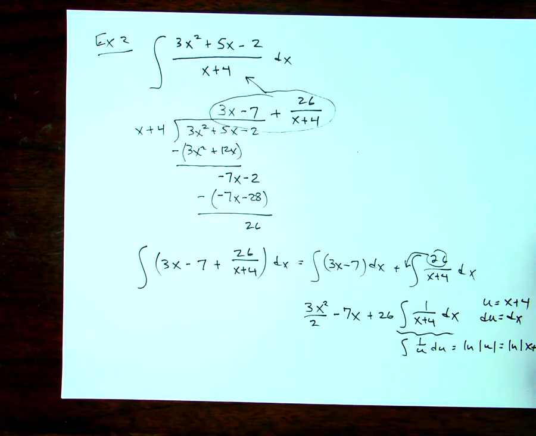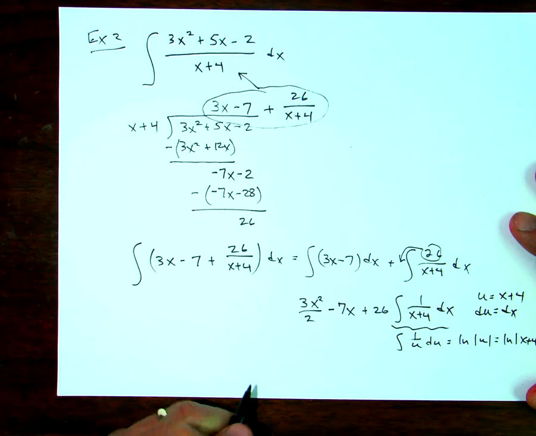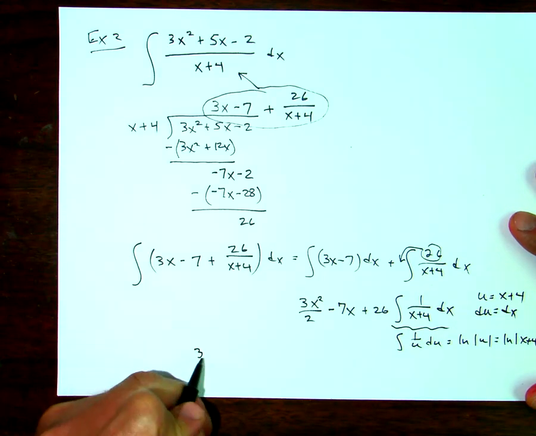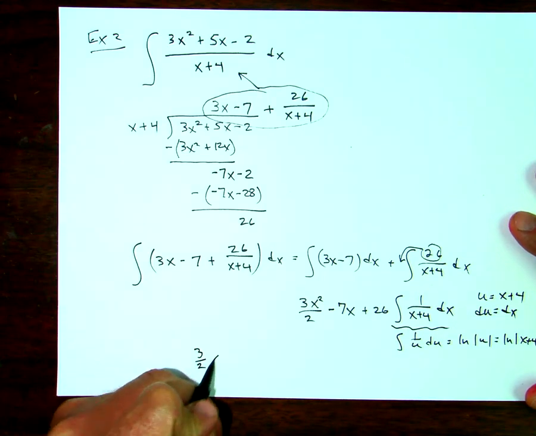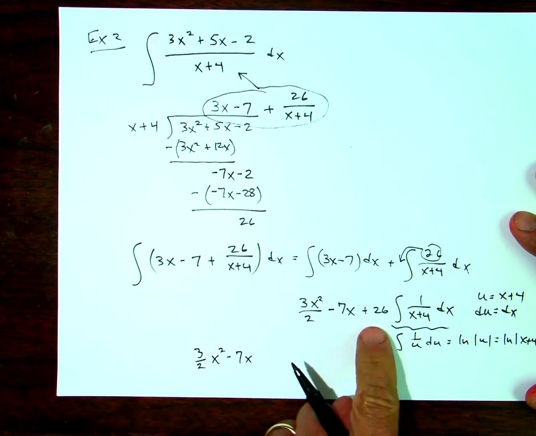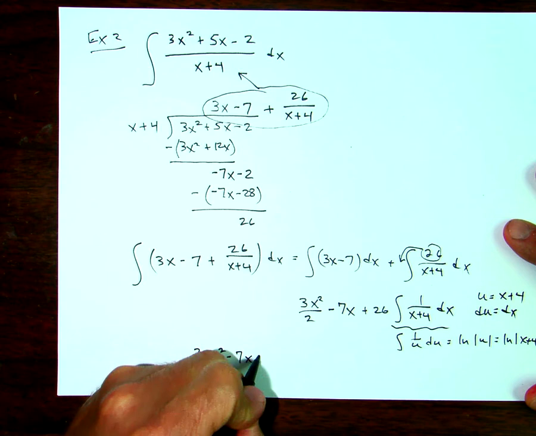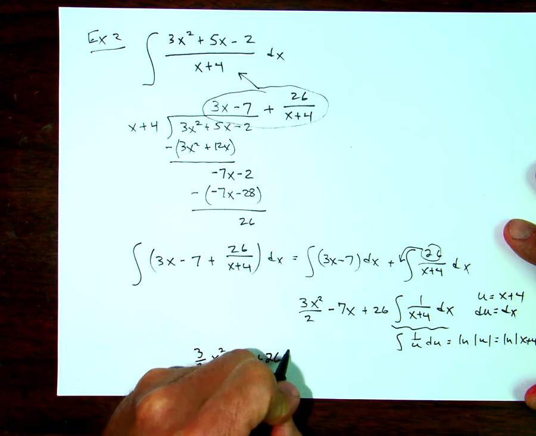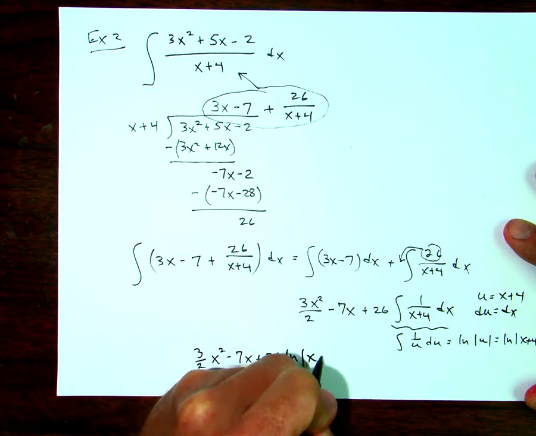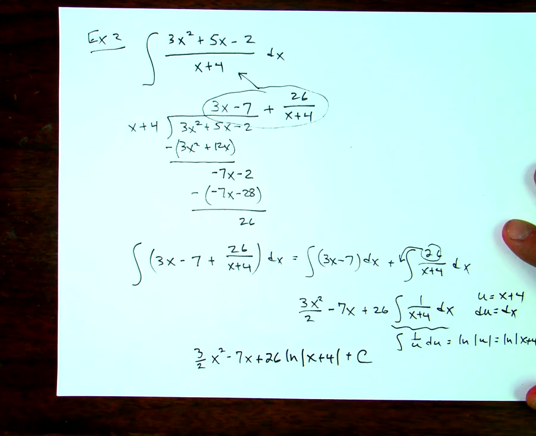All right, so finally, putting it all together, we end up with 3 over 2 x squared minus 7x, and then 26 times this antiderivative, plus 26 natural log absolute value of x plus 4, and then don't forget your constant of integration.